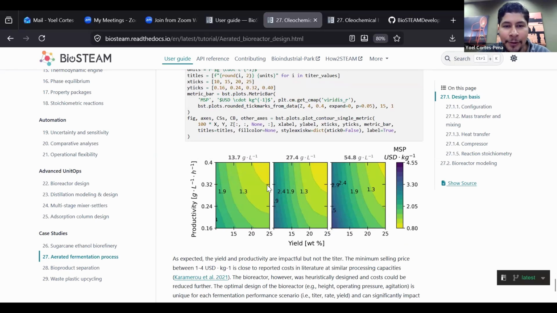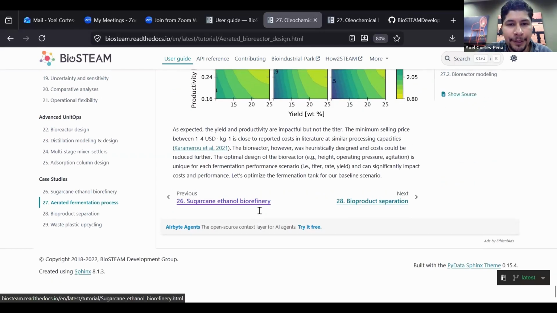So this can tell you, oh, at this titer, I need around this much productivity and yield to reach a minimum selling price of 1.3. And maybe 1.3 is your market price that you sell it at. So this can help you define goals and targets for your fermentation technology or whatever other technology you're working on.